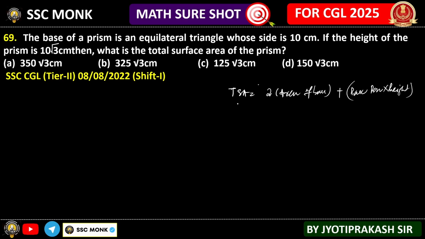So here we'll use the base is what? Equilateral triangle. So area is equal to 2 into root 3 by 4 into a square, that is 100, plus base perimeter, that is equal to 3 into 10, that is 30, into height of the prism given 10 root 3 centimeter. So this can be written as 2 into root 3 by 4 into 100, that is 50 root 3, plus 300 root 3, that is equal to 350 root 3 centimeter square. That is option A. Clear?